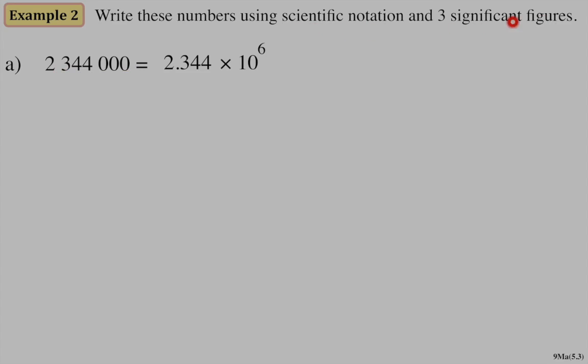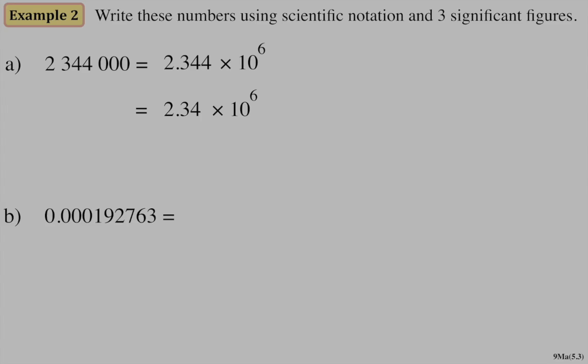Now I need to convert it into 3 significant figures. Remember, we don't worry about this part. How many significant figures do I have here? 1, 2, 3, 4. I only want 3. So I'm going to ignore the last digit there. But you've got to be careful. If that was a 5, 6, 7, 8 or 9, I'd have to round up. But in this case, I don't have to round up. So the answer is 2.34 times 10 to the power of 6 if I write it in scientific notation with only 3 significant figures.